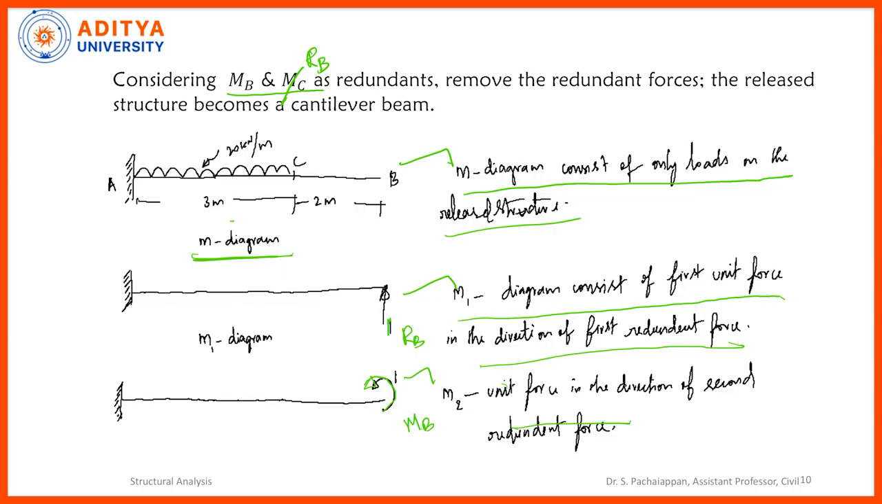So it's very simple. You consider some loads or moment as redundant as per the static indeterminacy. According to that, we remove those forces and make the released structure. In the released structure, where you remove the forces, there we apply the 1 unit force or 1 unit moment.